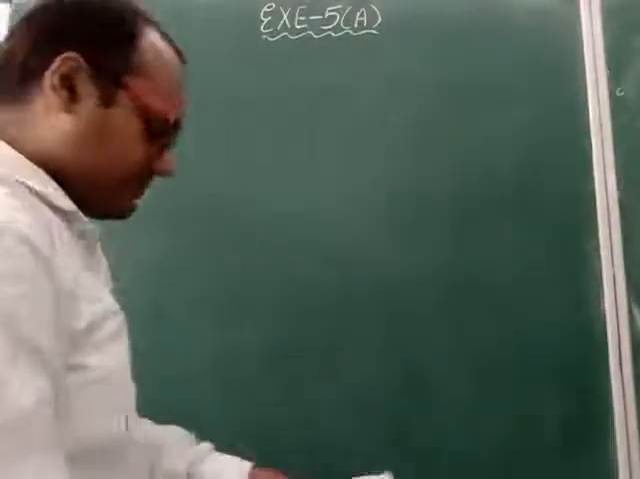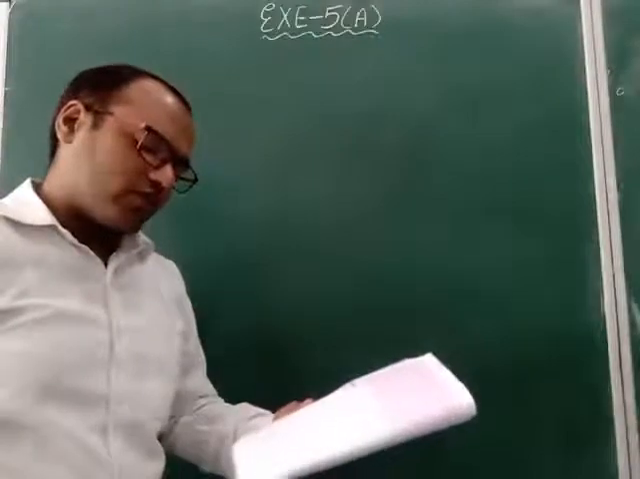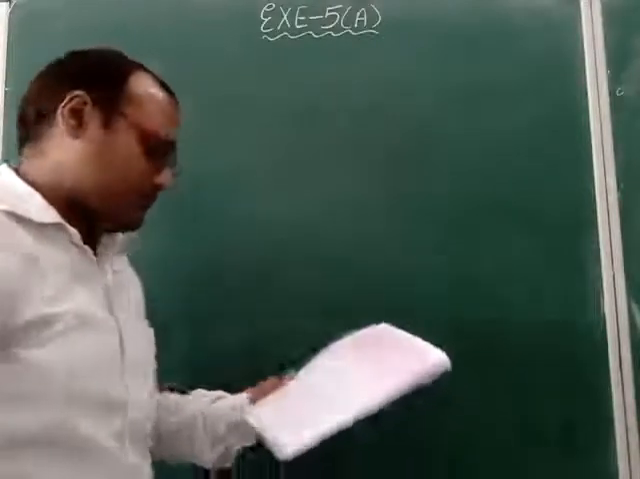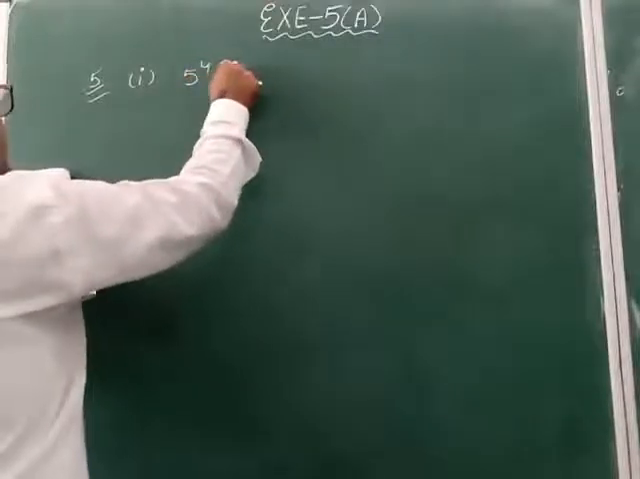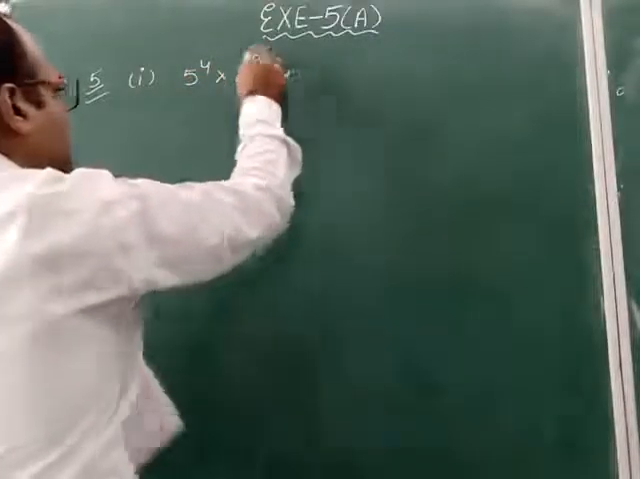Question number 5. Write each of the following as a power of prime number. First part: 5 power 4 into 5 power 3.